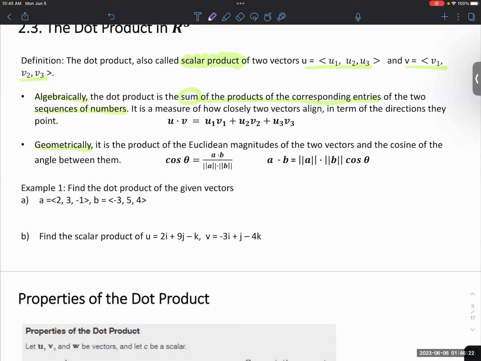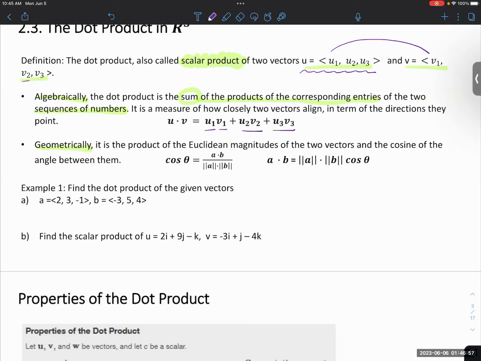For example, we have a vector U with components U1, U2, U3. U1 is on the x-axis, U2 is on the y-axis, and U3 is on the z-axis. Same thing, there's another vector V, with components V1, V2, V3. So what does the dot product mean? Algebraically, you're literally multiplying the same components: U1 times V1, then adding the next components' product, U2 times V2, and then U3 times V3. If you multiply each entry and then sum them, we call that the dot product.